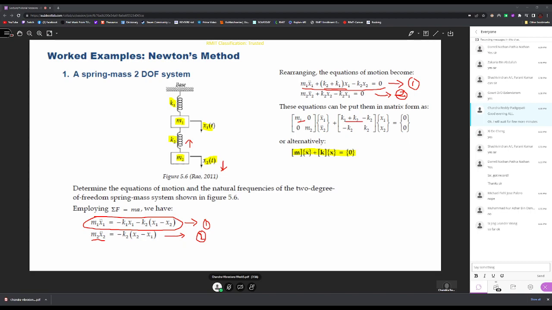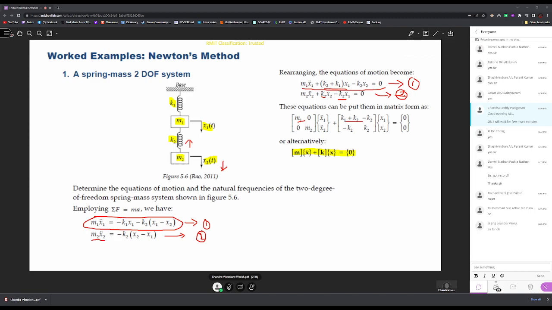minus k2. So here you have minus k2, and here you have plus k2. So the system can be written as k1 plus k2, minus k2, then minus k2 and plus k2, multiplied by the displacement matrix, equivalent to the zero matrix here. Because there's no external force, the system is having a free vibration.